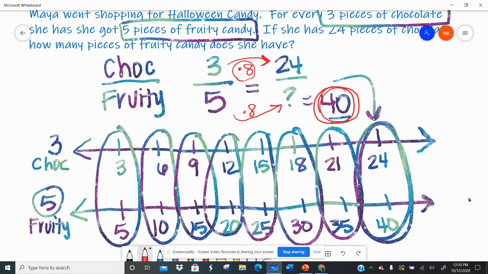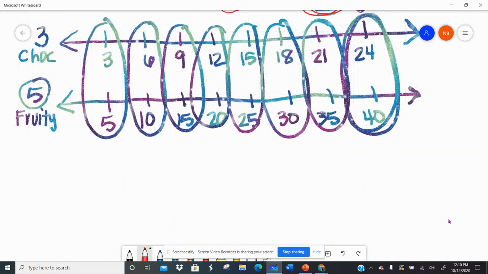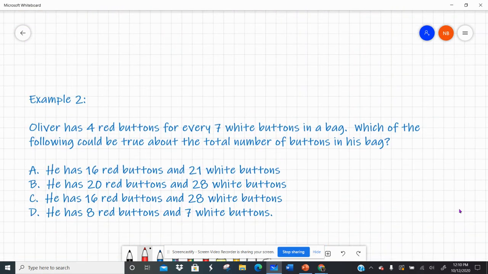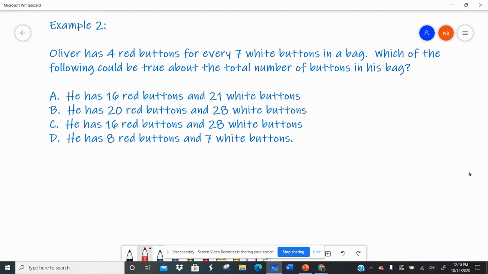So there's a lot of different strategies. You just have to figure out which one works for you, right? Nobody else but you. All right, this one gets a little trickier.